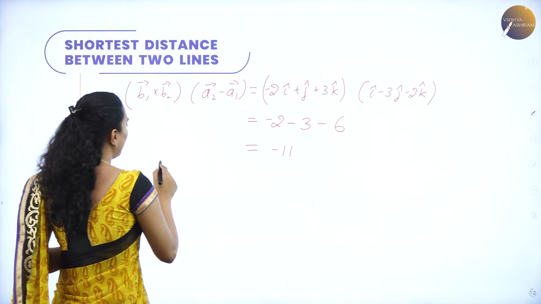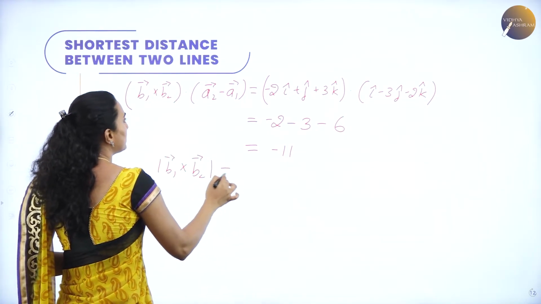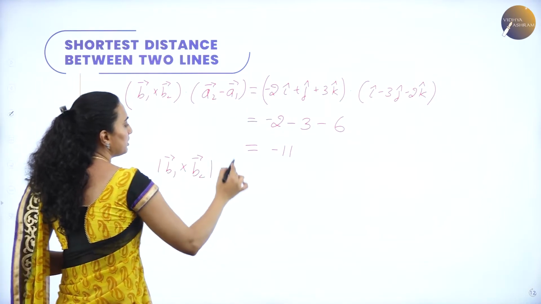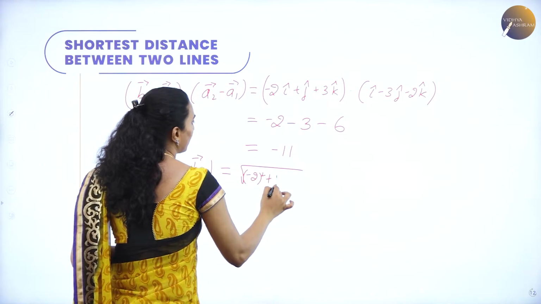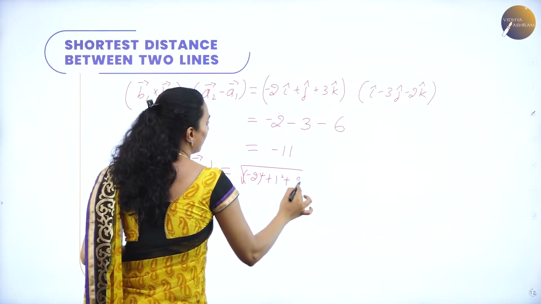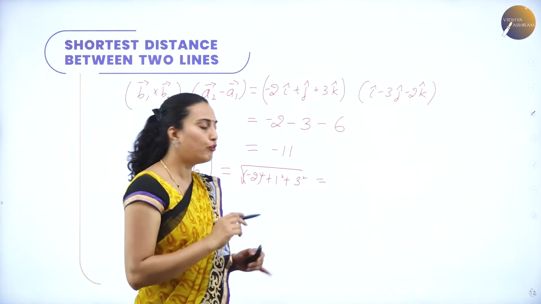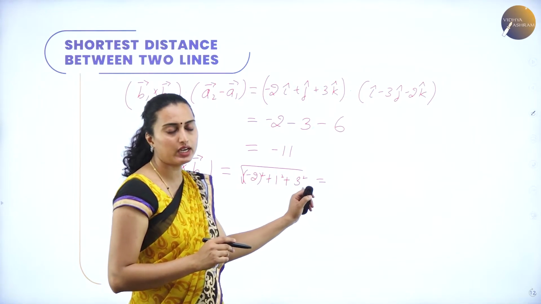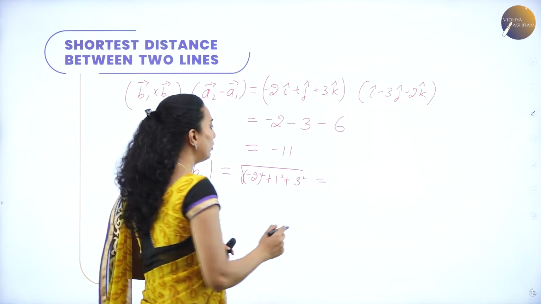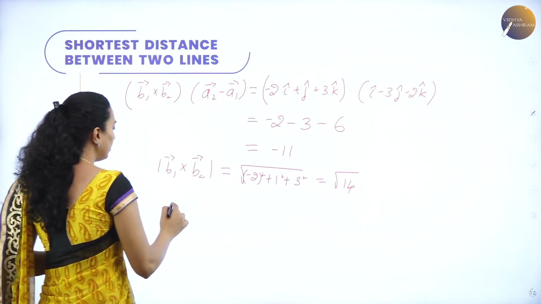Now you need to find out the magnitude of B1 cross B2, which is under the root of minus 2 whole squared plus 1 squared plus 3 squared. Now if you solve this, minus 2 whole squared is 4, 4 plus 1 squared is 1, 5, 5 plus 3 squared is 9, 9 plus 5 gives you 14. So under the root 14. Correct.